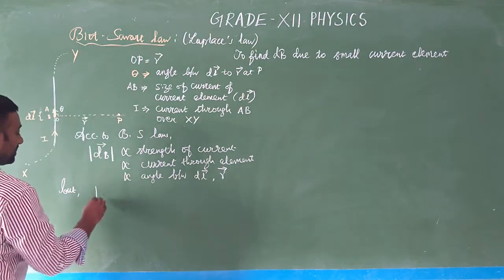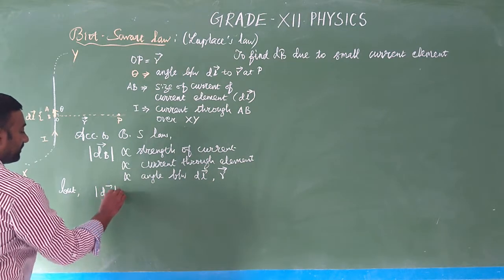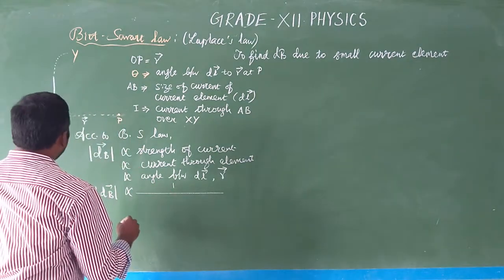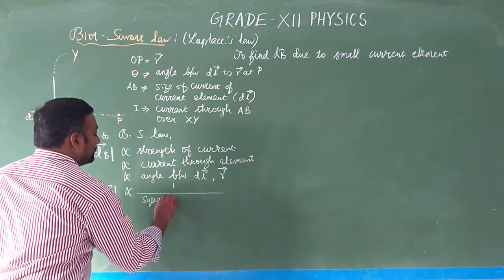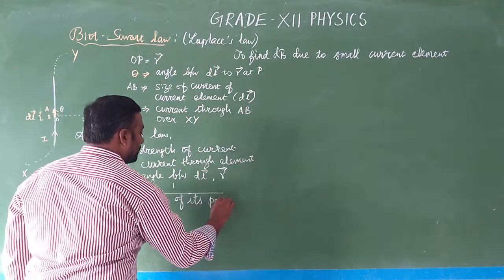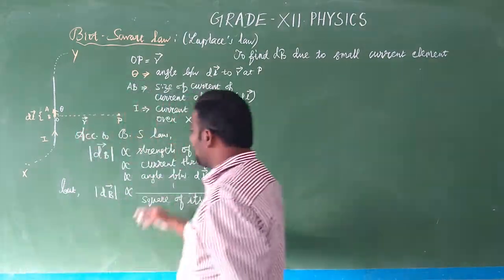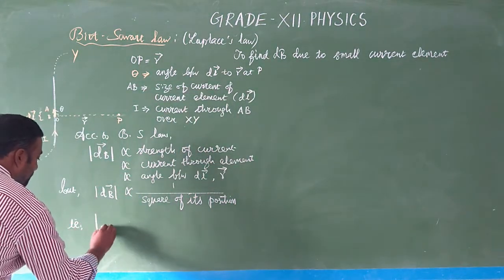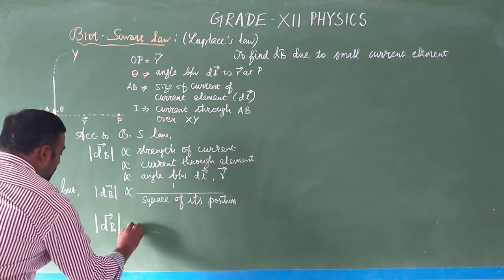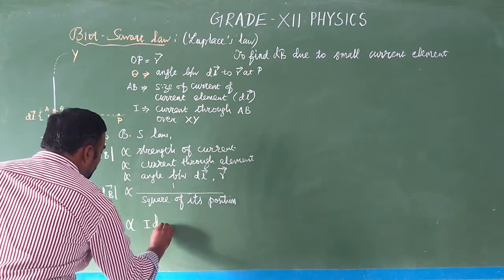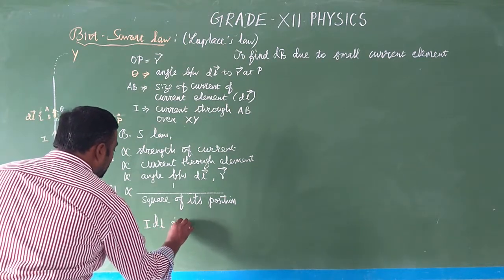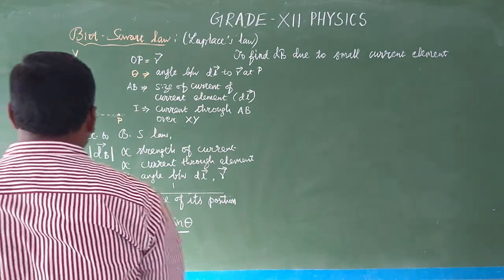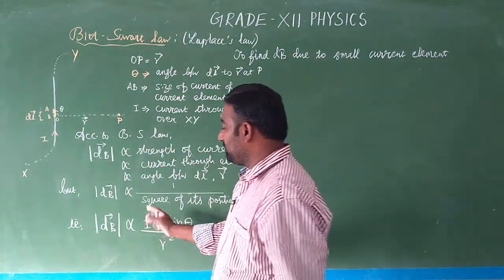But this magnetic field is inversely proportional to the square of its position distance. So recombining all this, the magnetic field produced due to the small current element is directly proportional to the current through the small element and the angle between the current element and its position, and inversely proportional to the square of the distance between them.